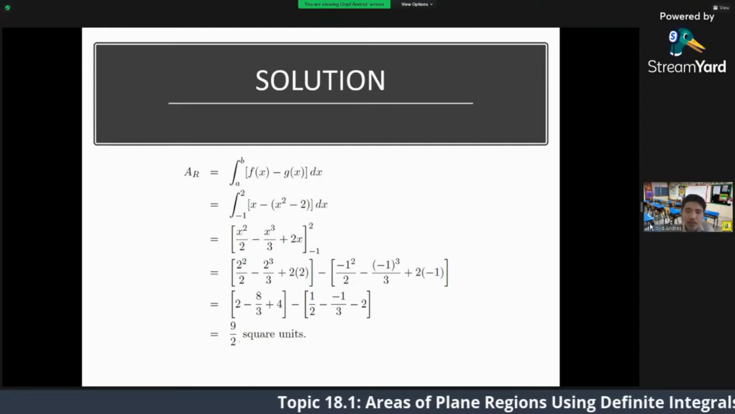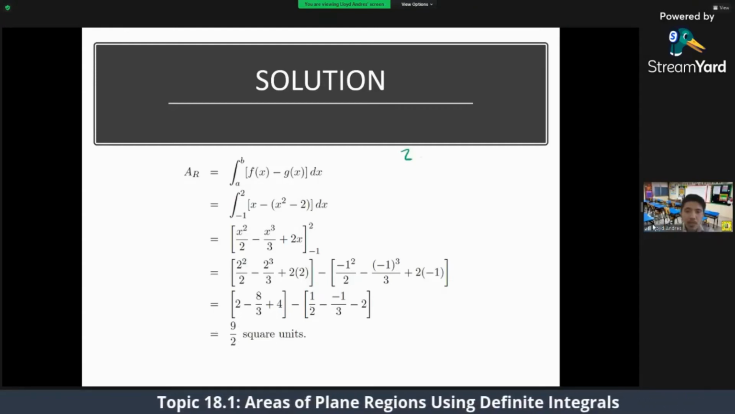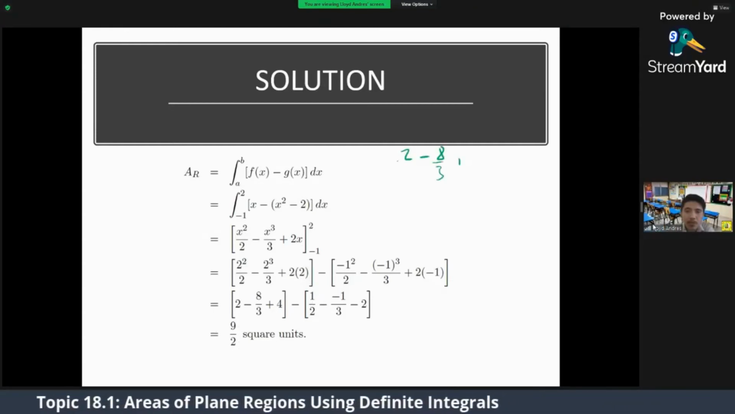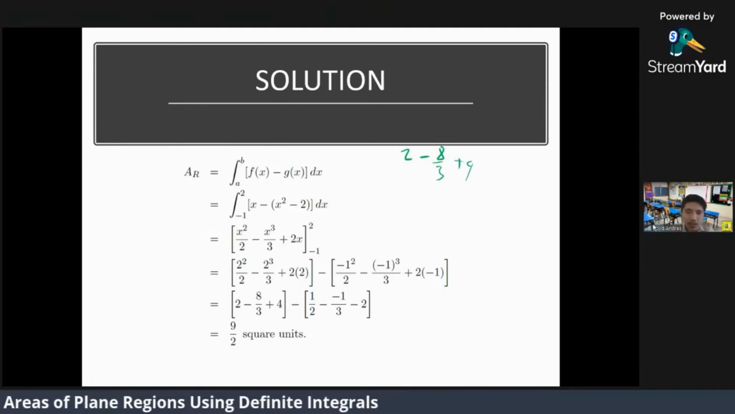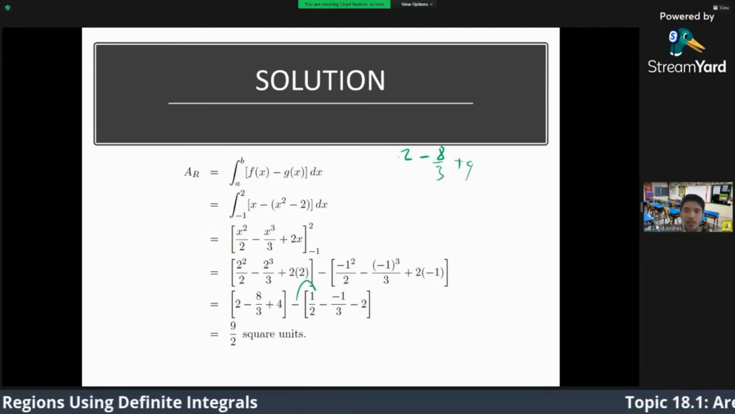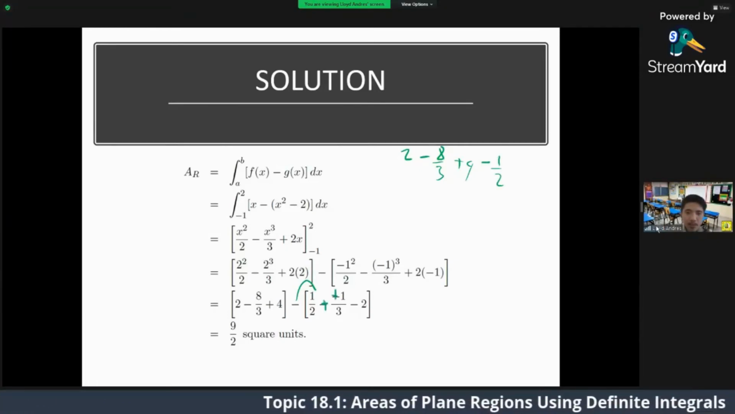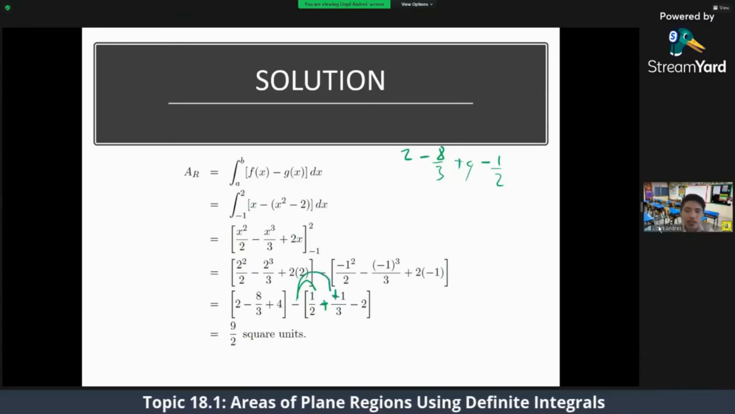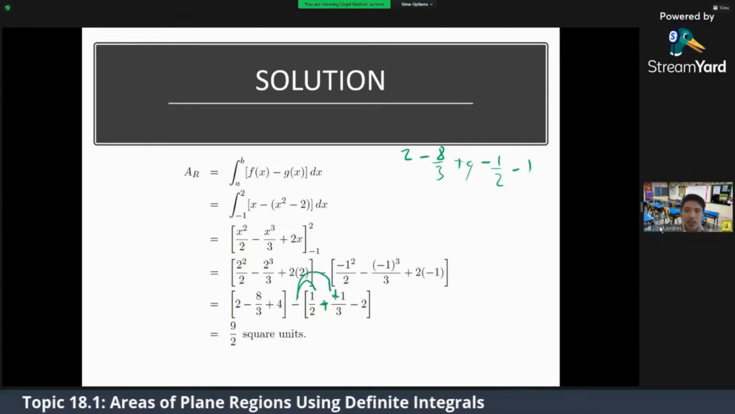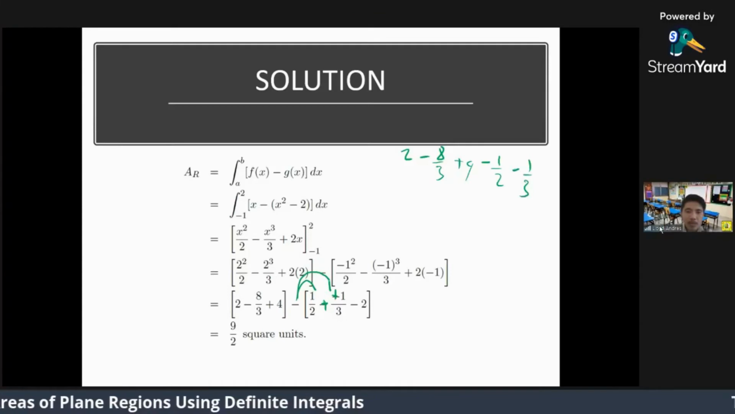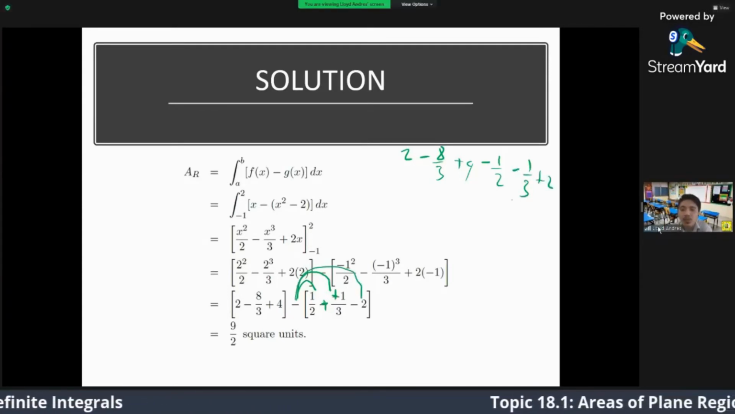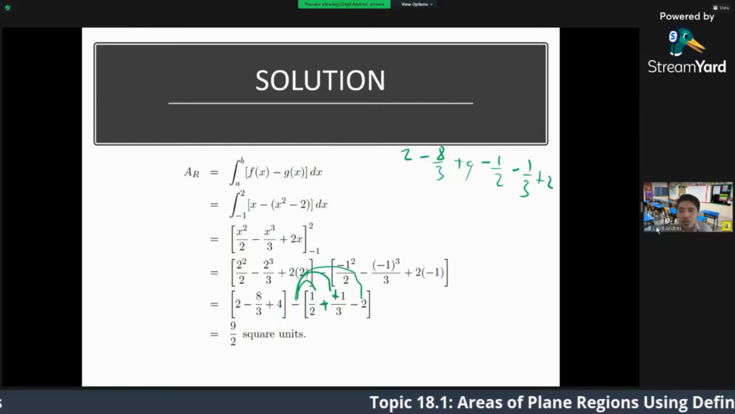So, to simplify that one, that is 2 minus 8 over 3 plus 4. Then, distribute the negative. Negative 1 half. This becomes positive because it is minus negative. But when we distribute the negative, it becomes negative again. Negative 1/3, then negative times negative becomes positive 2.